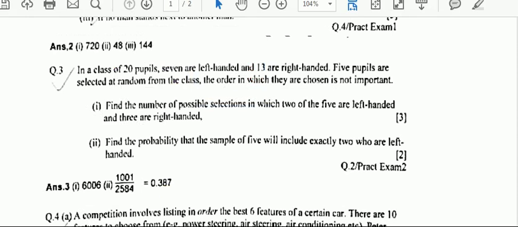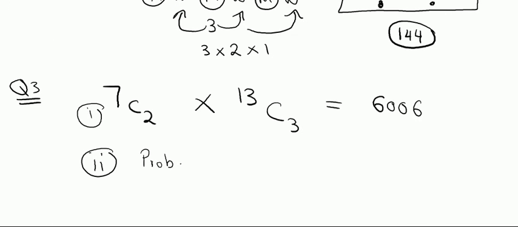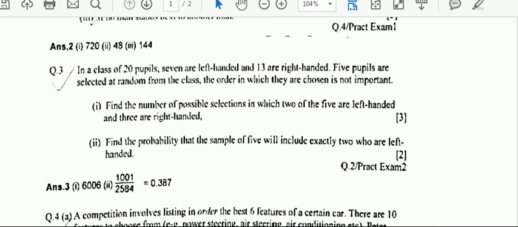Number 2. The probability. Now, to calculate a probability, we know probability is favorable outcome divided by total possible outcomes. The probability should be 6006 divided by total possible outcomes. The question is, find the probability that a sample of 5. Sample of 5 means if you have to select 5 people from 20, will include exactly 2 who are left-handed.